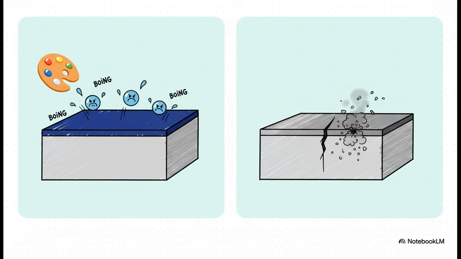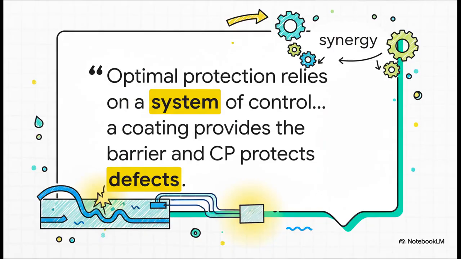Not only does that zinc act as a barrier, but if you scratch it, the zinc then acts as a sacrificial anode. It's like a two-for-one deal, providing both passive and active protection. And this right here? This is probably the most important principle in all of modern corrosion control. It's all about synergy. You never ever rely on just one thing.